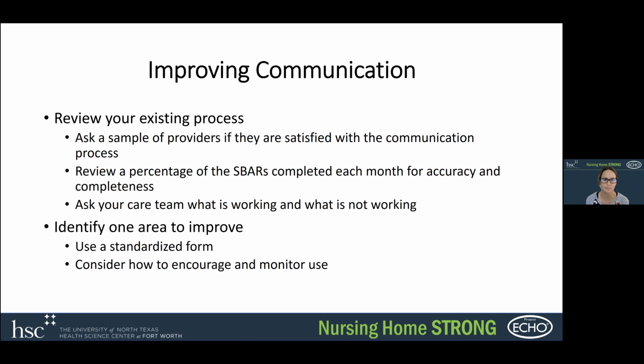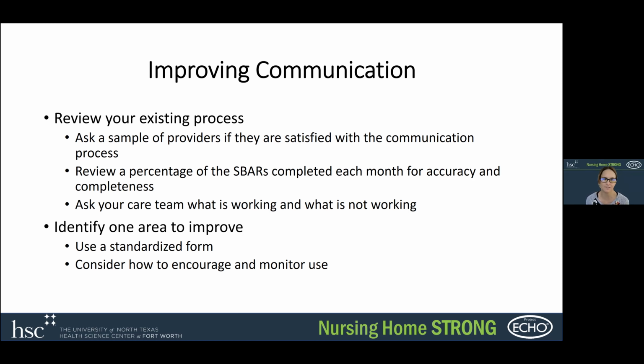You can also do a little bit more of an informal or formal review and look at the percent of SBARs completed each month. Again, you're looking for accuracy and completion. You can also ask your care team, what is working? What is not working? How can we make this better? Oftentimes they have some really great recommendations. You just need to take the time to circle the wagons and talk about it.